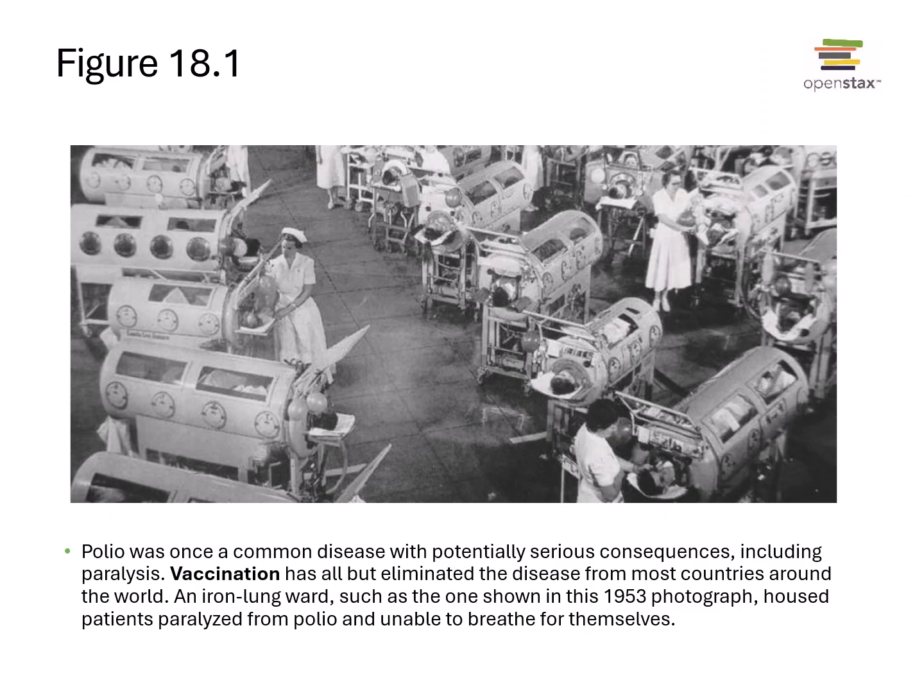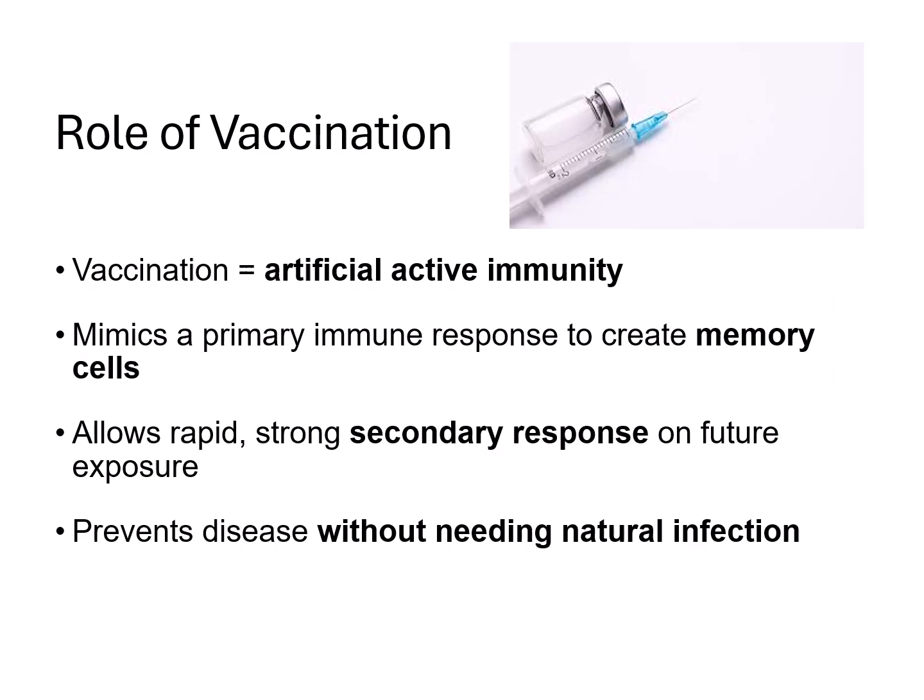This picture is actually from the beginning of Chapter 18, but it's a picture from 1953 that shows a polio ward filled with iron lungs. So before we had widespread vaccination, thousands of patients would end up paralyzed and unable to breathe independently. So this slide really sets the stage for understanding why vaccines have dramatically changed medicine.